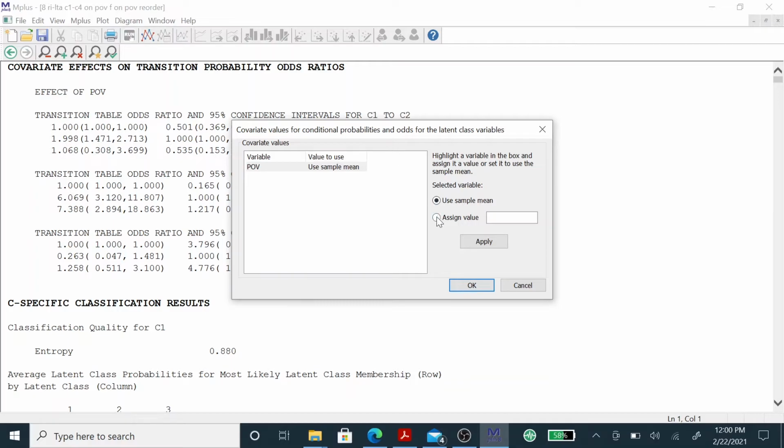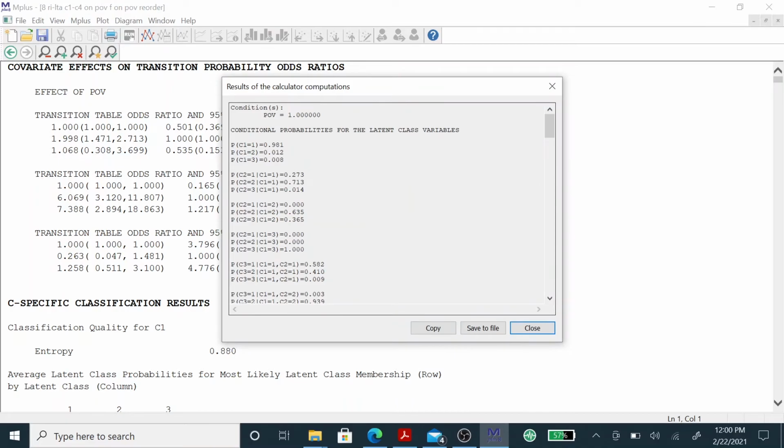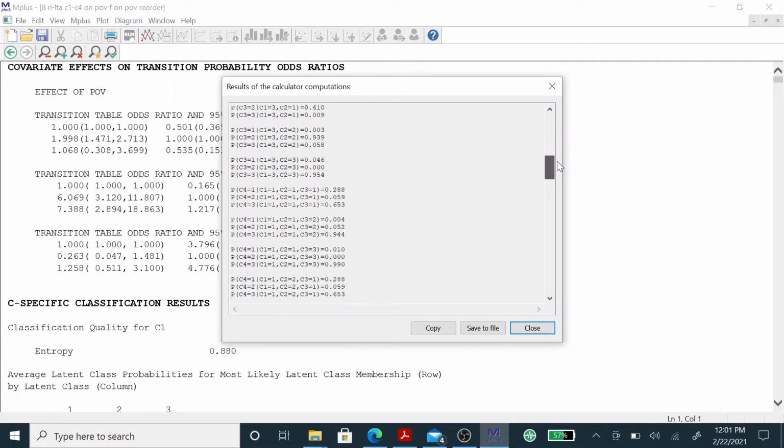And here now we want to assign a value of 1 to this poverty covariate. We apply that and it shows up as 1 here instead of the default of mean. Then we push OK, and we get conditional probabilities for the latent class variables, with poverty equals 1. So let's take a look at, say, the last one, from C4 to C3. So here's the first mentioning of C4, C4 equals 1, 2, and 3, given C3 values 1, 2, 3.